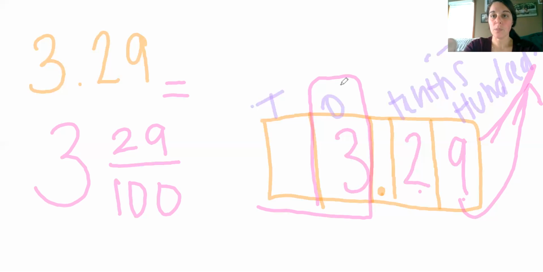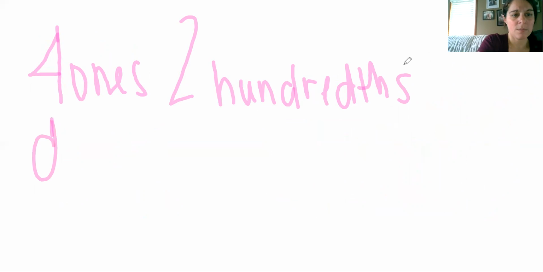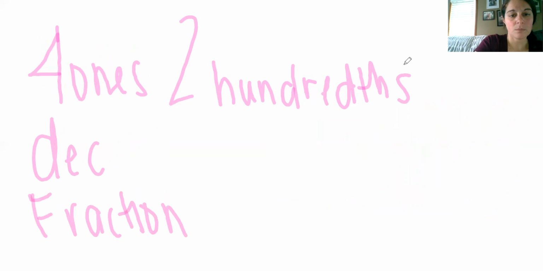If I stopped drawing all over my charts, life would be easier and I wouldn't have to make one every time. But you know me, I like to doodle. What if I have 4 ones and 2 hundredths? How do I write that as a decimal and as a fraction? What do I need to do? Obviously my place value chart. Duh, Mrs. Cott.